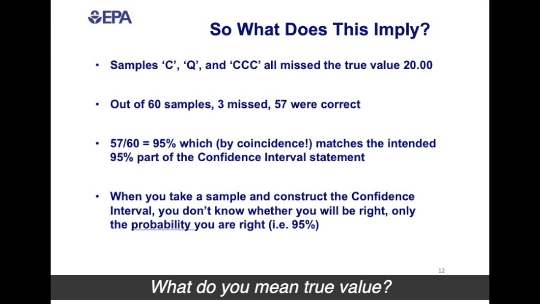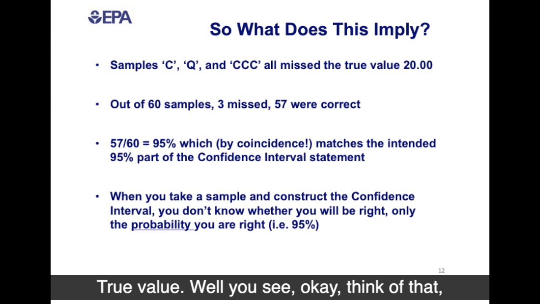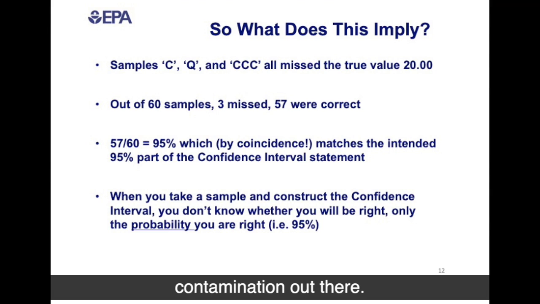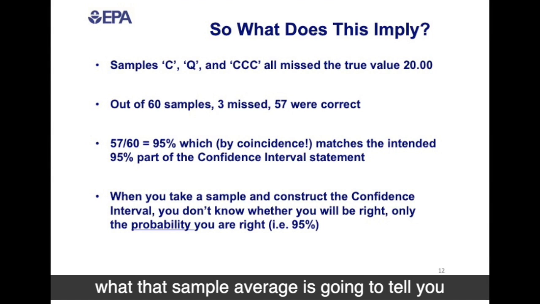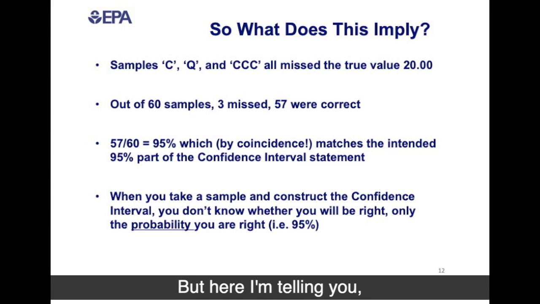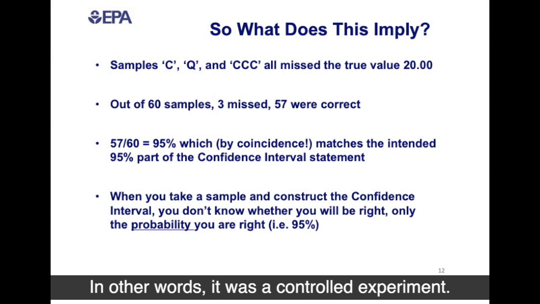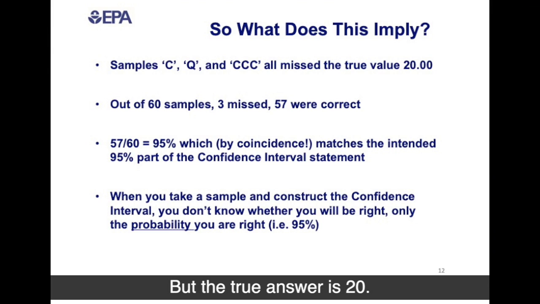What do you mean with the true value? Well, think of that as being a hazardous waste site. There's a true average amount of contamination out there. You take a sample and try to see what that sample average is going to tell you about the true unknown average. You'll never know the true unknown value. But here I'm telling you, supposing I know because I planted it. In other words, it was a controlled experiment. You didn't know that. But the true answer is 20. And in sample C, none of the samples that were collected included the true value.